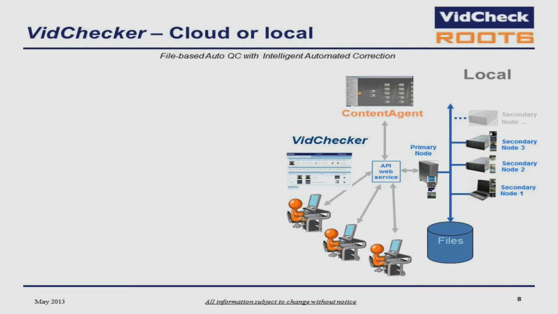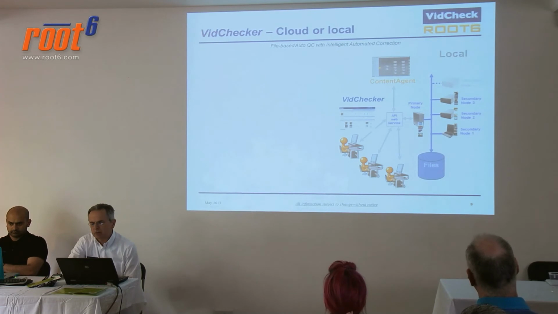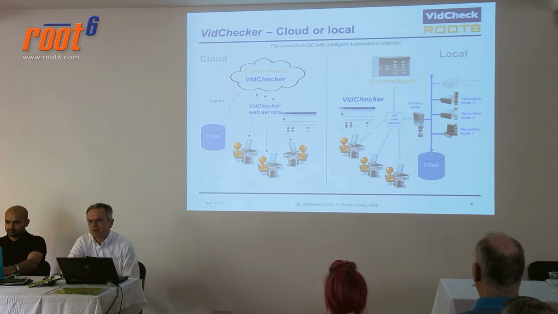So you could have a local version of that, where in this example the processing is done on servers here. Oh, cursor isn't there. So the primary node and secondary nodes are the processing servers, is how it's organized. And they do the actual checking and read the content from a network storage typically. And then that's controlled via a browser, where multiple web browsers can dial in, or locally, remotely. Or it can be controlled via a system such as Content Agent there. And that can be done locally, or you can also do that remotely and have Content Agent and VidChecker running in the cloud and transfer the files using Aspera to that.